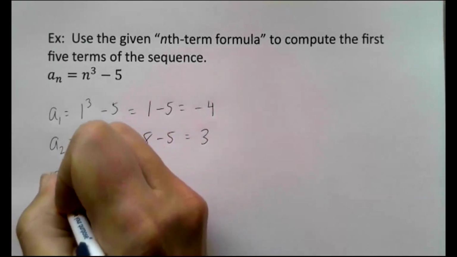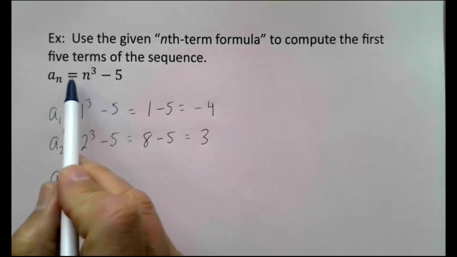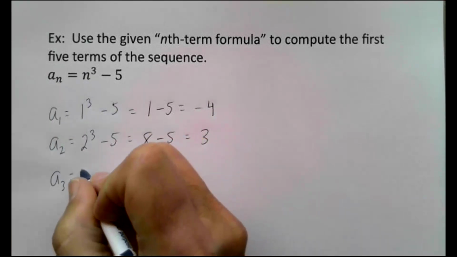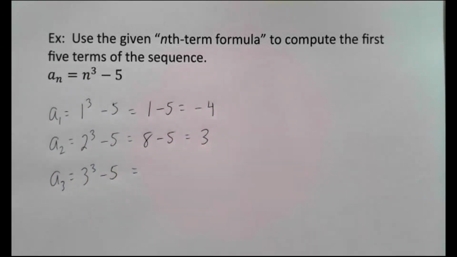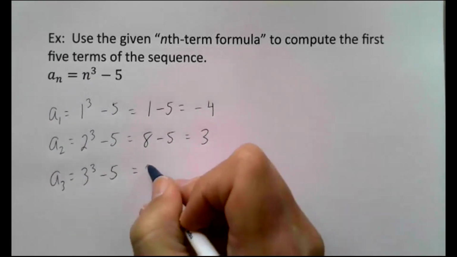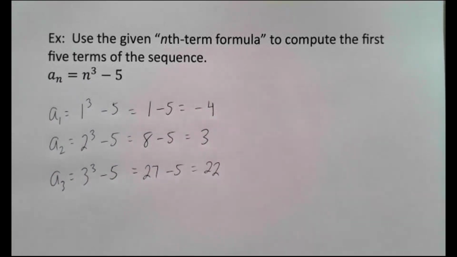What's the third term of my sequence going to be? Well, I'm going to put a 3 now in each of those spots. 3 to the power of 3, take away 5. That means 3 times 3 times 3. That means 27. Take away 5, 22.